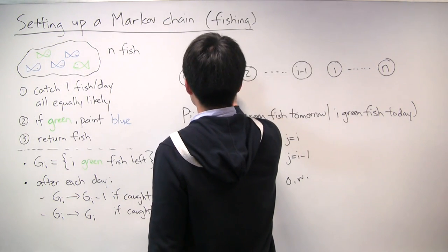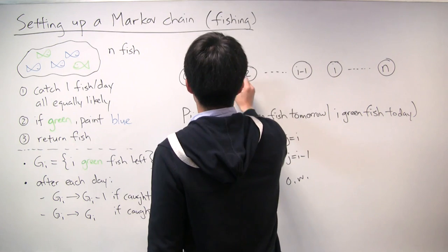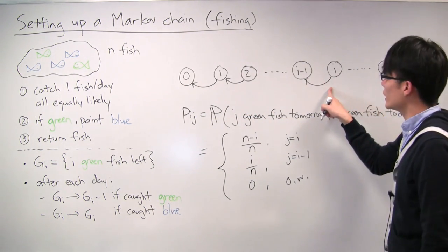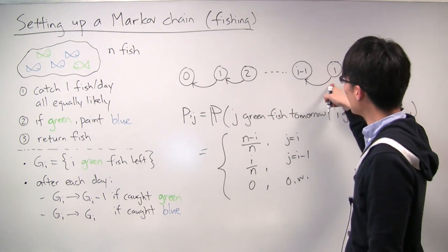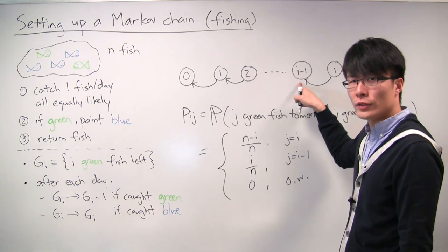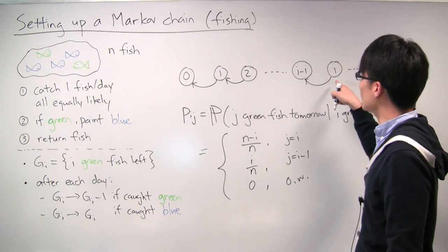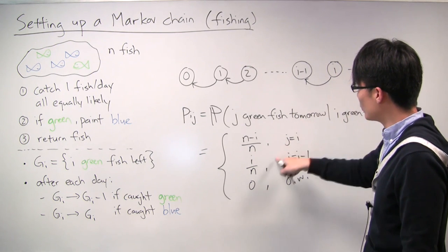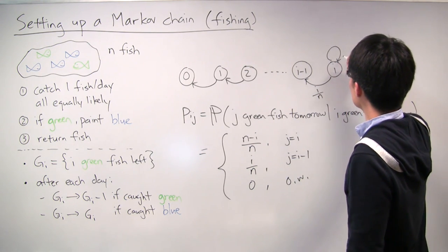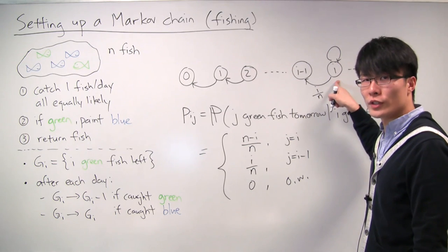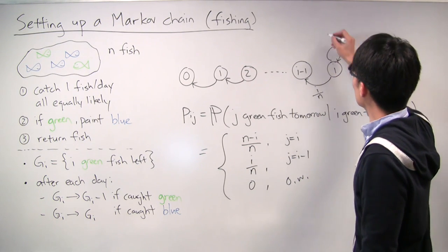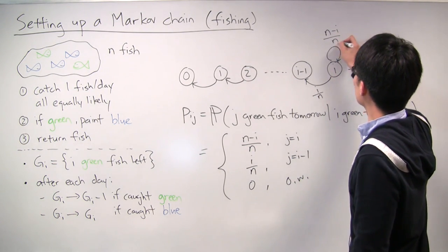So for example, we have these. Let's look at this general case i. If you're in state i, you have i green fish left. You will transition to i minus 1 green fish left if that day you caught a green fish, and we said that probability is i over n. The self-transition probability is you caught a blue fish that day, so you still stay at i green fish. That probability we said was n minus i over n.